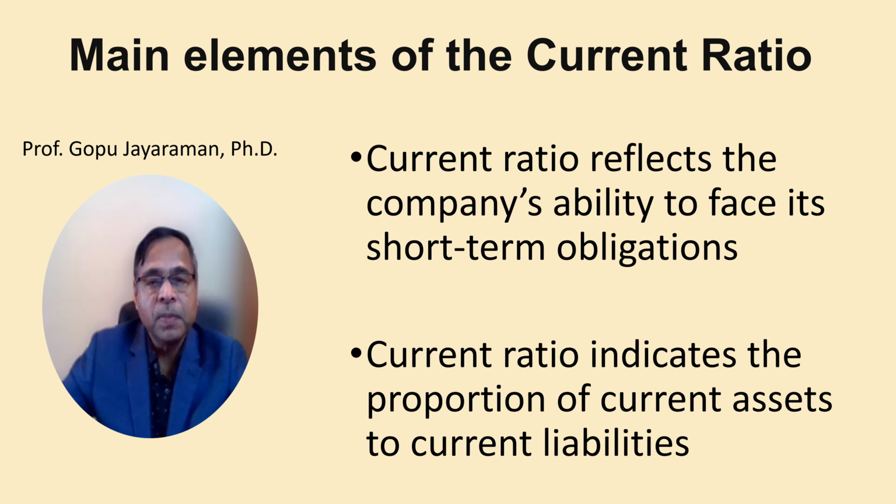The current ratio measures the proportion of the company's current assets to its current liabilities. The current assets are the assets that can be converted into cash within a period of 1 year. The current liabilities are the short-term obligations of the company that are to be settled within a period of 1 year.